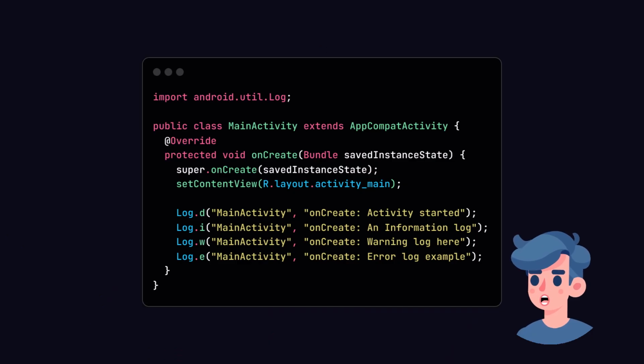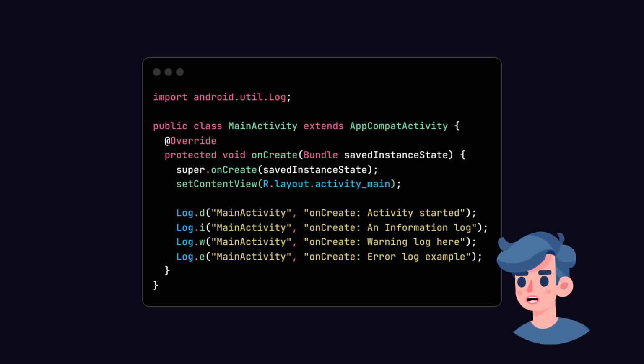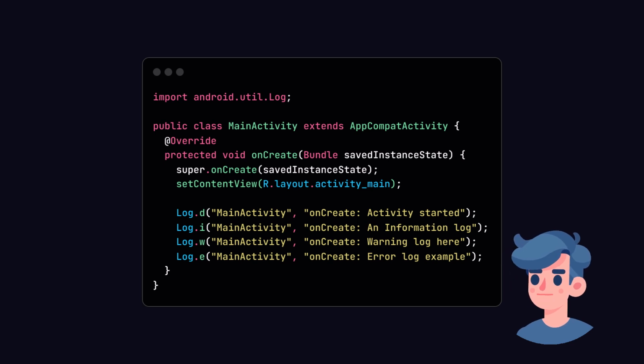Now, let's add logging to our application. Use the Log class provided by Android. Here's a sample implementation in our main activity class. We'll use different log levels such as Log.d for debugging, Log.i for information, Log.w for warnings, and Log.e for errors.